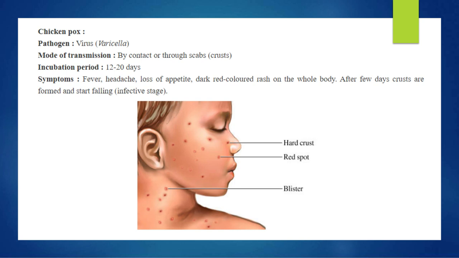After 14 days, the symptoms appear vigorously for the coronavirus. Like that, the chickenpox incubation period is 12 to 20 days. So, what are the symptoms? Fever, headache, loss of appetite, etc. Okay, this is in chickenpox.